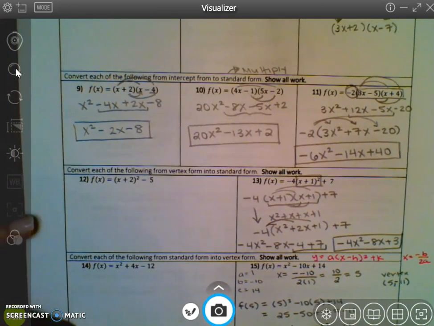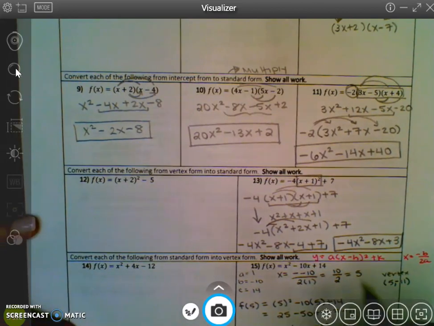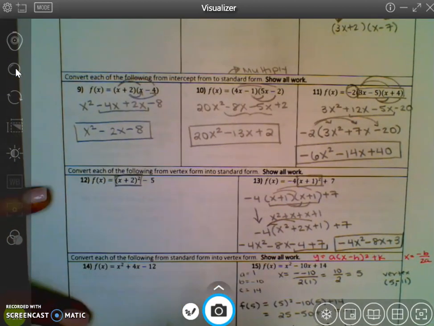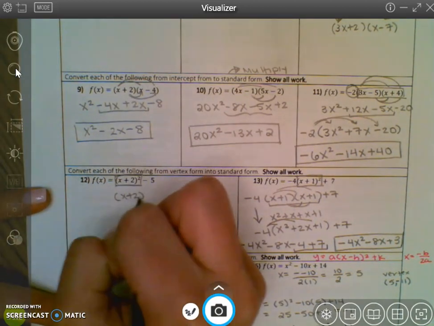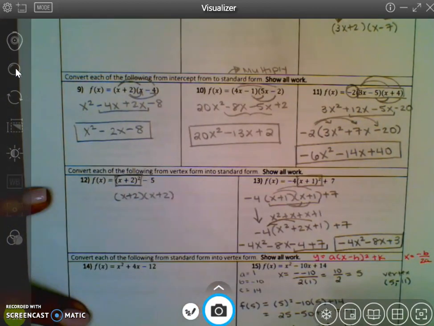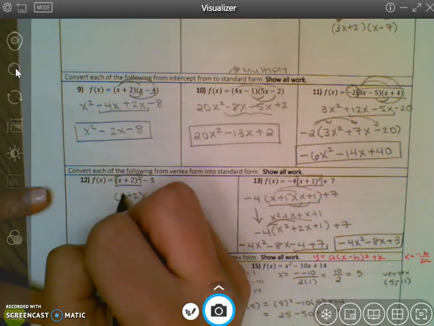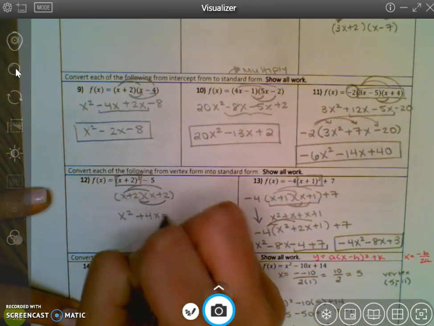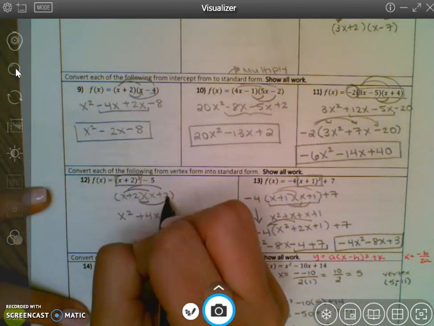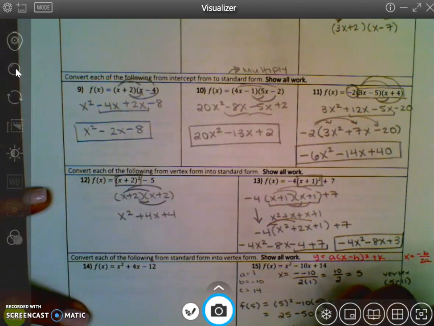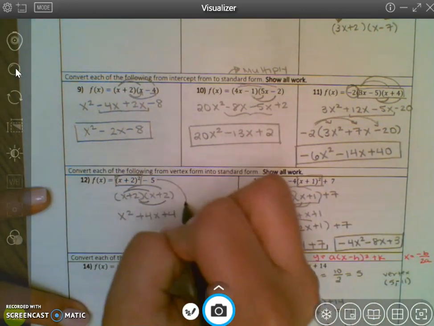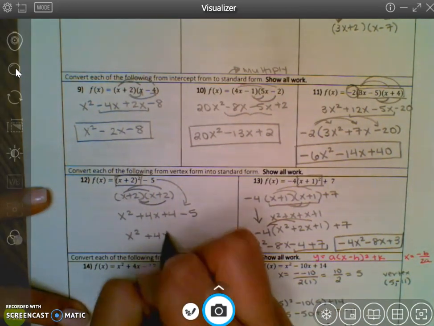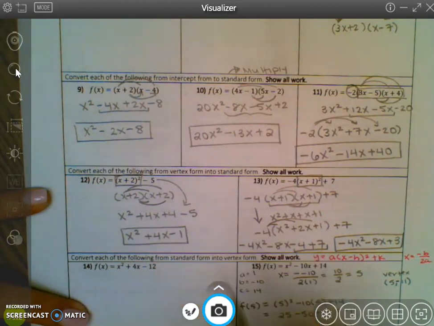Okay, the next says convert vertex to standard. So again, you're doing the same thing. Okay, we're multiplying first. So this part I have to do first. Okay, that means x plus 2, x plus 2. Okay, that's going to end up being x squared plus 4x plus 4, because you're going to have a 2x and you have another 2x to make a 4x, plus 4. But remember, you're not done. You have to bring down that minus 5. x squared plus 4x minus 1 is your final answer.